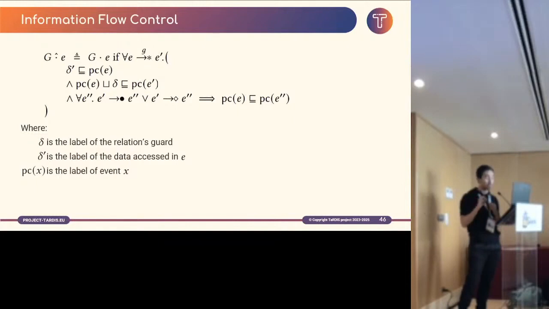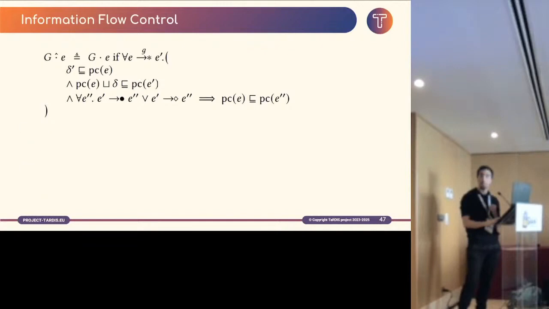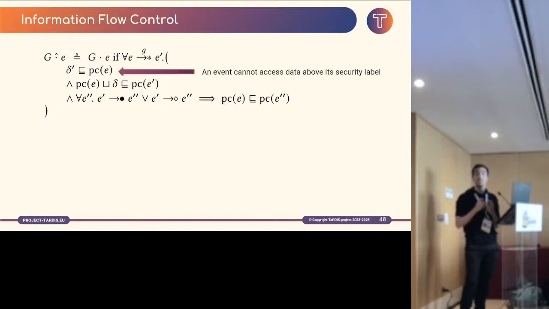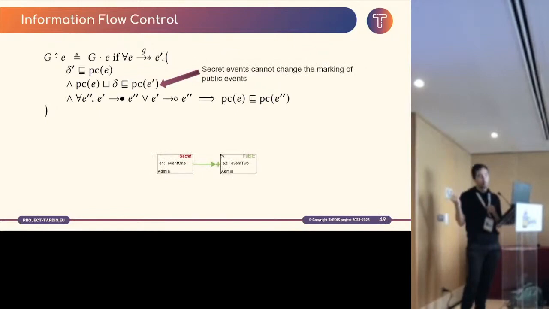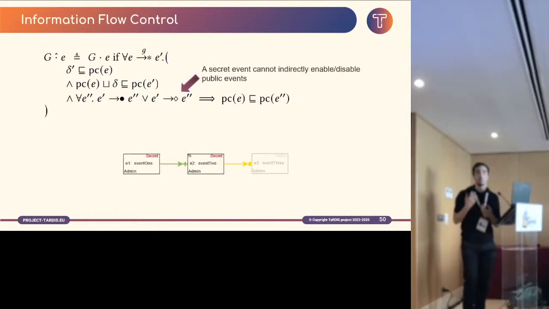The security label of event E. Basically, our monitor defines, in the first condition there, that δ' less or equal than the security label of E, is that an event cannot access data above its security level. It makes sense. A public event cannot access secret data. A secret event cannot change the marking of a public event. And a secret event cannot indirectly enable or disable public events. So we have both explicit and implicit flows covered.